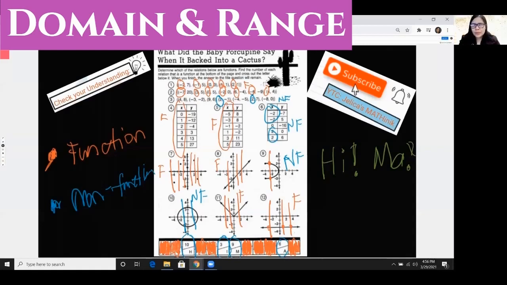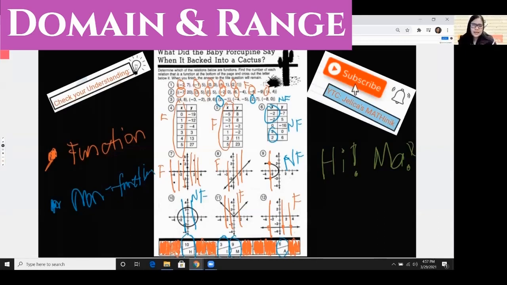And given an ordered pair, if there's no repetitive number in the domain, then it is a function. So those are the points that you need to remember for you to identify if the given relation is a function or not.